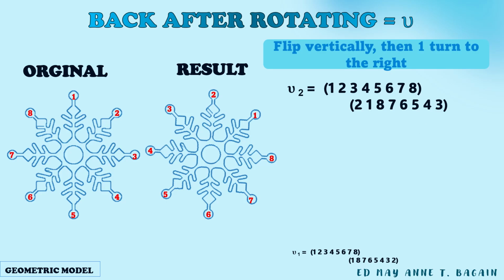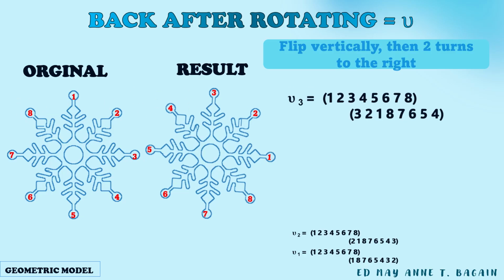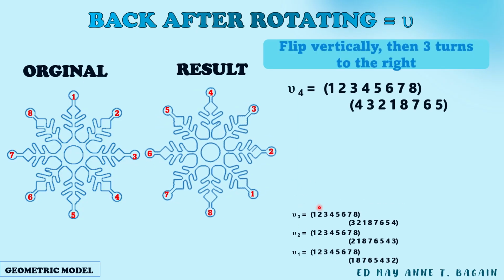And then next, we have flip vertically, then 2 turns to the right. So we still have here the 1, and then 2, and then the 3. So the new 1 would be 3. The new 2 would still be 2. The new 3 is 1. The new 4 is 8. The new 5 is 7. The new 6 is still 6. The new 7 is 5. And lastly, the new 8 is 4. So that would be the element for epsilon sub 3.